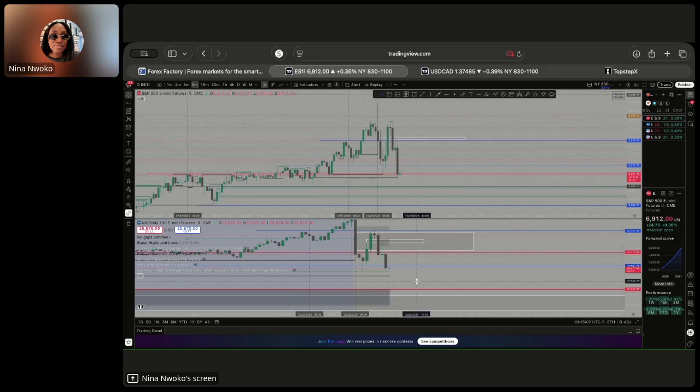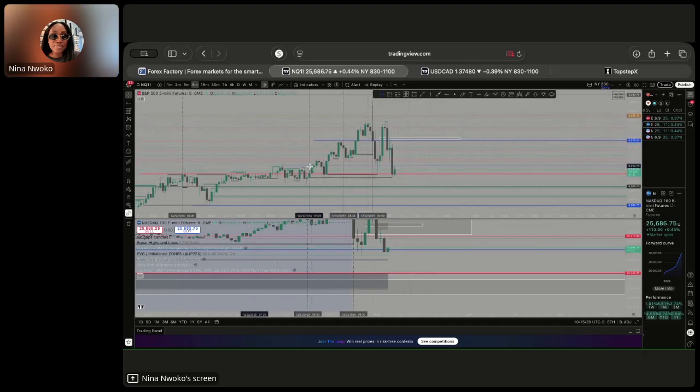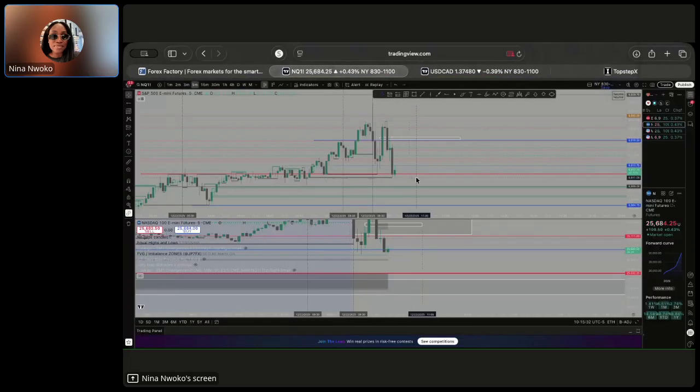So I feel inclined to take sells below, but I'm going to wait. Another reason why I'm waiting is because one, obviously I've already lost like 3 accounts doing this because of my trading style, but also I mentioned before there's not much news going on.